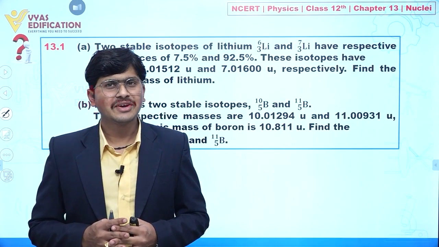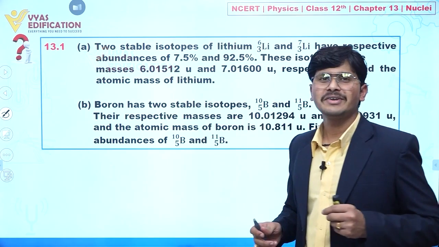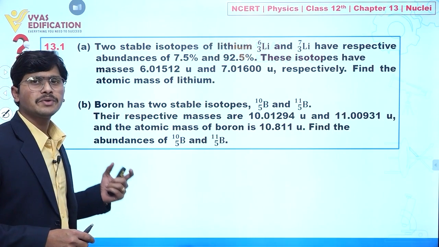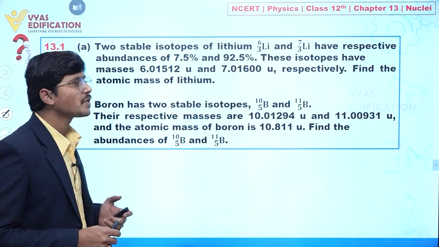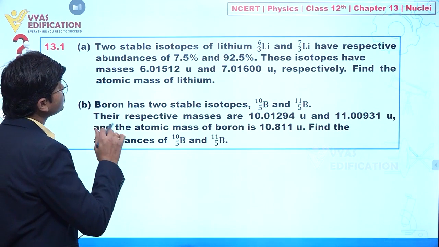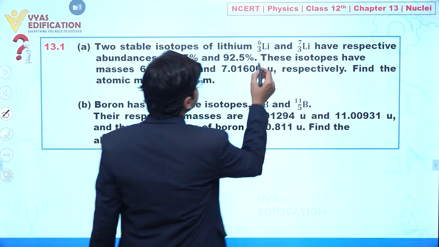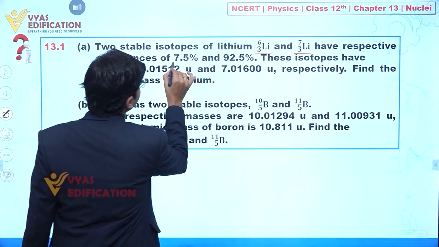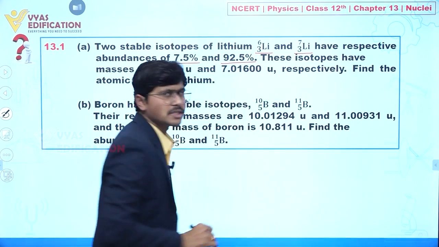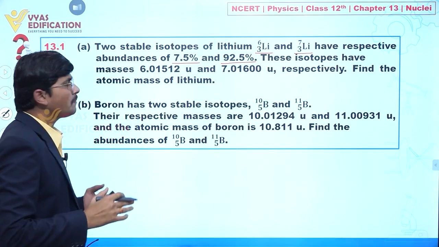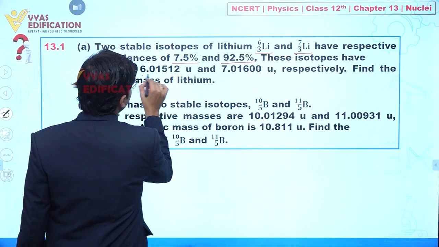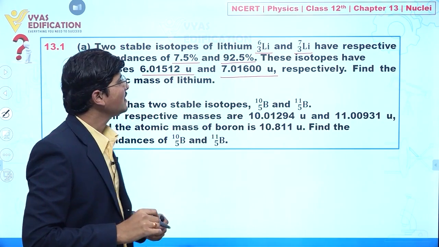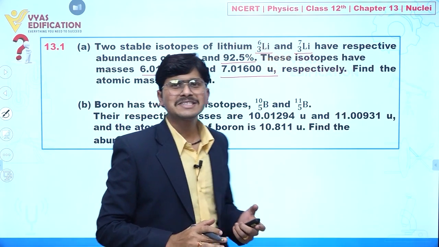So dear students, now we are going to discuss question number 13.1. In this question, we have two parts, part A and part B. In part A it is given that two stable isotopes of lithium, 6Li and 7Li, have respective abundance of 7.5% and 92.5%. Clear? These isotopes have masses 6.01512 AMU and 7.01600 AMU. Clear?